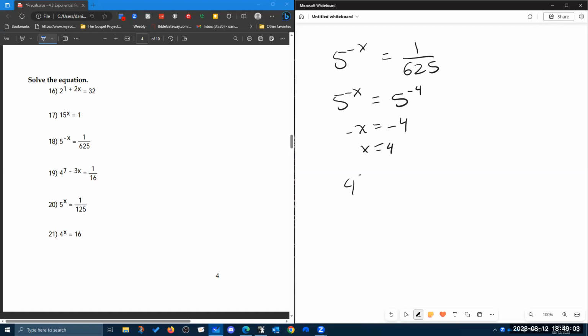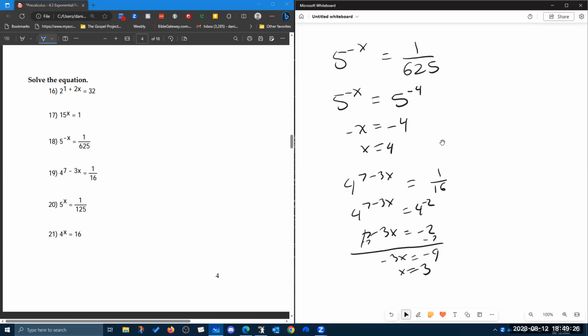4 to the 7 minus 3x is equal to 1 over 16. 4 to the 7 minus 3x is equal to 4 to the negative 2nd. 7 minus 3x is equal to negative 2. Subtract 7 from both sides. Negative 3x is equal to negative 9, and x is equal to a positive 3.